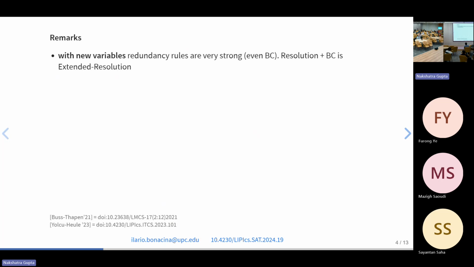Okay, so remarks. If we allow new variables, all these redundancy rules are very strong. Even the weakest one, blocked clause, they all collapse to extended resolution. So even if I'm not saying it explicitly, from now on I will always consider these rules with new variables disabled. We don't allow new variables, because otherwise it's extended resolution. It's very strong, and we want to see what we are able to do with these rules without new variables.